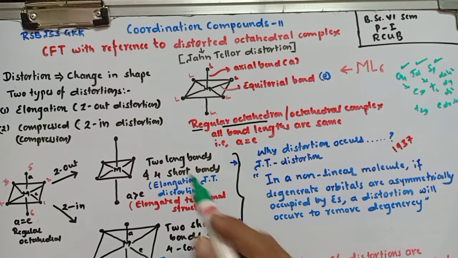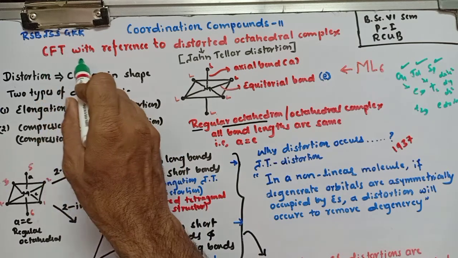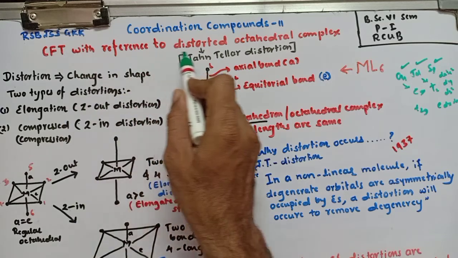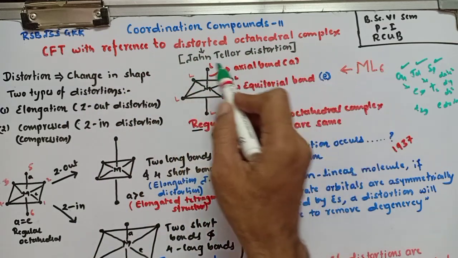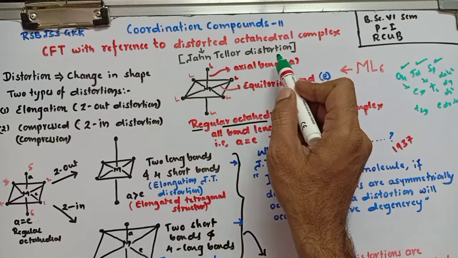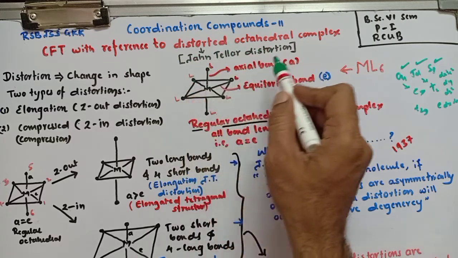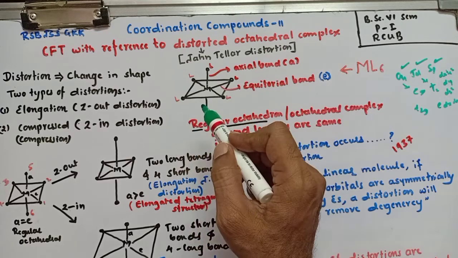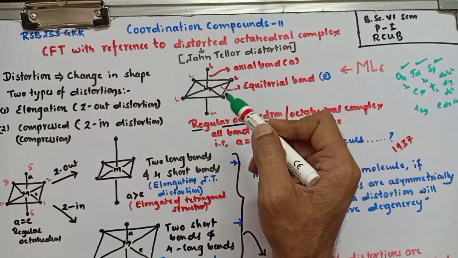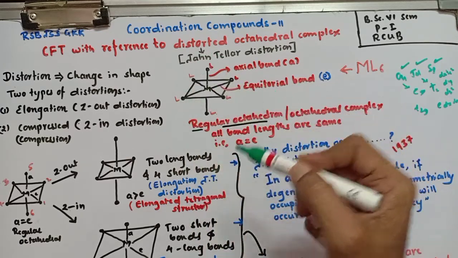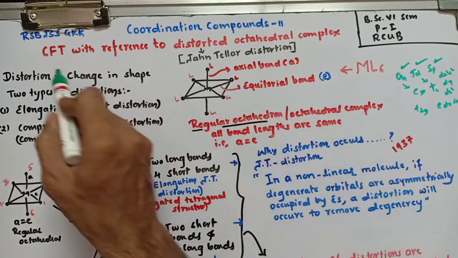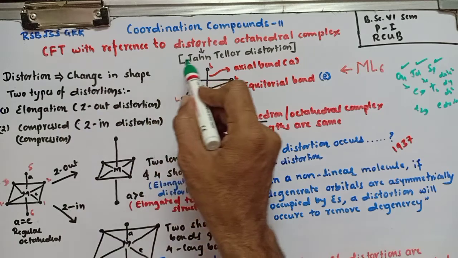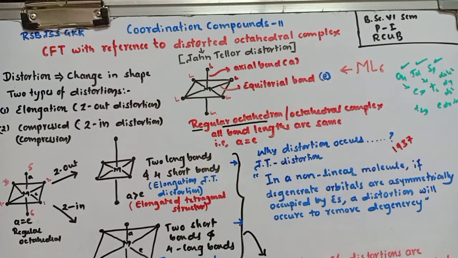In this video, I will discuss the crystal field theory with reference to distorted octahedral structure. In the syllabus, they have also mentioned Jahn-Teller distortion. That means when a Jahn-Teller distortion takes place in octahedral complexes, how the 5d orbitals are going to split into different sets of orbitals having different energy. That is the meaning of the crystal field theory with reference to distorted octahedral complex.